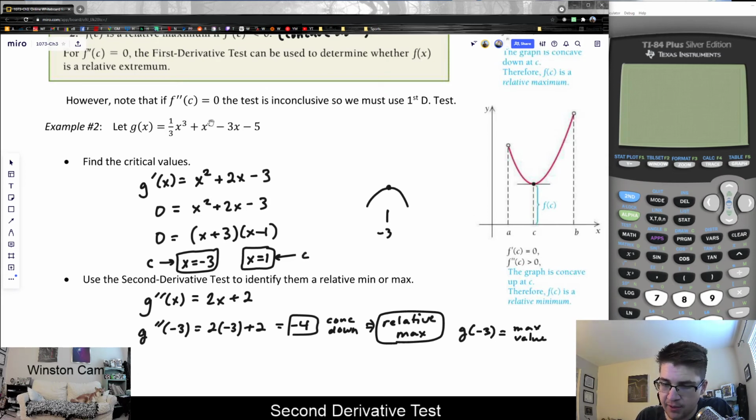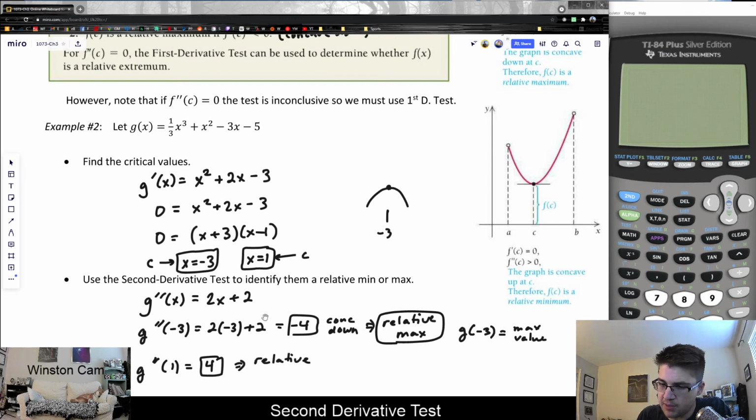Now for the other critical value, what about when x was 1? That was the second critical value that we had for our g function. Well, if we plug 1 in, that would be 2 times 1 plus 2 is 4, positive. And again, positive means concave up, which looks like this, which indicates a minimum. And this is the thing that's easy to get confused on, because notice that when you have a negative second derivative associated to a critical value, that's a maximum. It seems kind of opposite, but what I try to remember is concavity matches the sign. Concave up is positive second derivative. Concave down is negative second derivative.